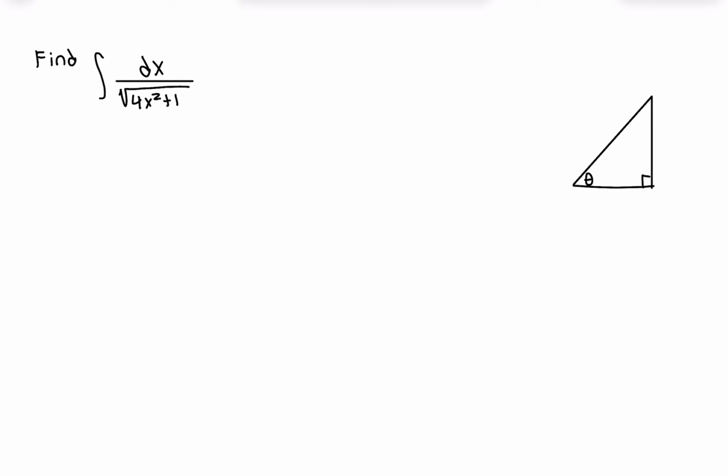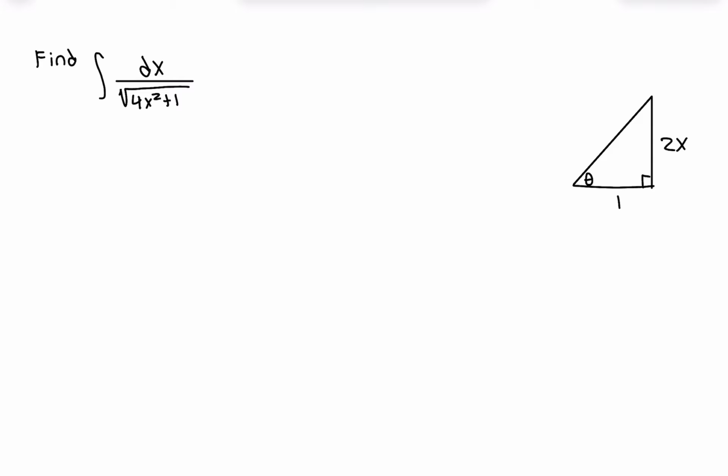Hi, so in this video we're going to be using trigonometric substitution in order to solve this integral. So we have the integral of 1 over the square root of 4x squared plus 1 with respect to x, and we're going to be using this triangle in order to solve the integral. So on one side of the triangle we can write 1, and on the other side we can write 2x.